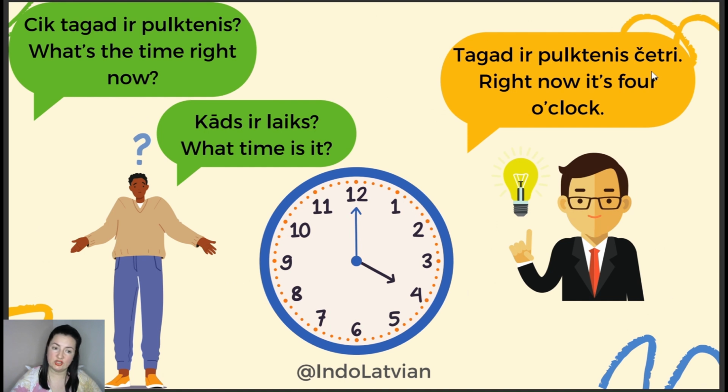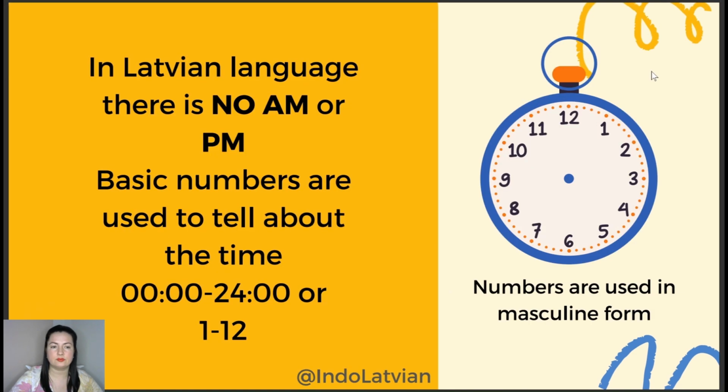But another question you can ask in Latvian is kāds ir laiks? But the same question is also used for weather. If you want to know the weather, what is going on outside, you can ask kāds ir laiks? And the answer is tagad ir pulkstenis 4. Right now it's 4 o'clock.